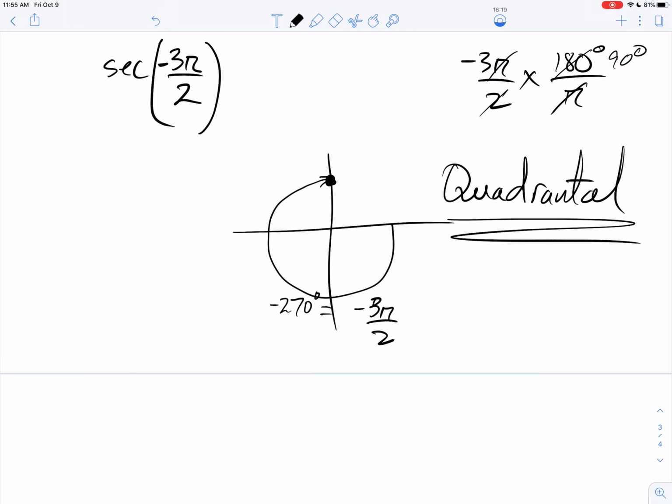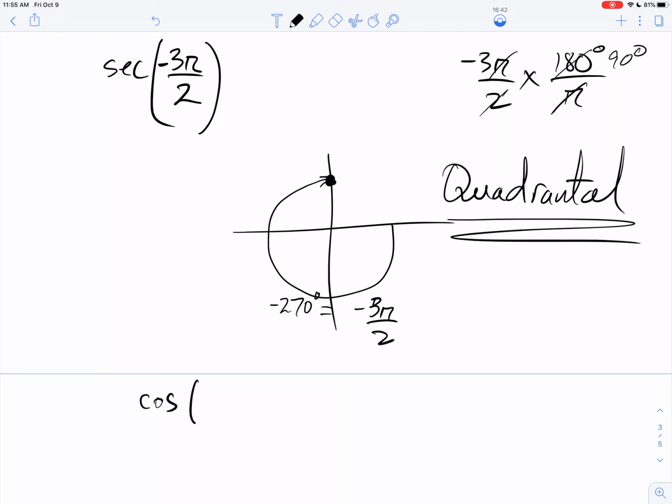My brain doesn't think in terms of secant. My brain thinks in terms of cosine. So if I wanted to, I could find the cosine of this answer and take its reciprocal. So how do I do that on my calculator? Well, if you're in degree mode, you punch it in degree mode. If you're in radian mode, you do it in radian. So I would do this.